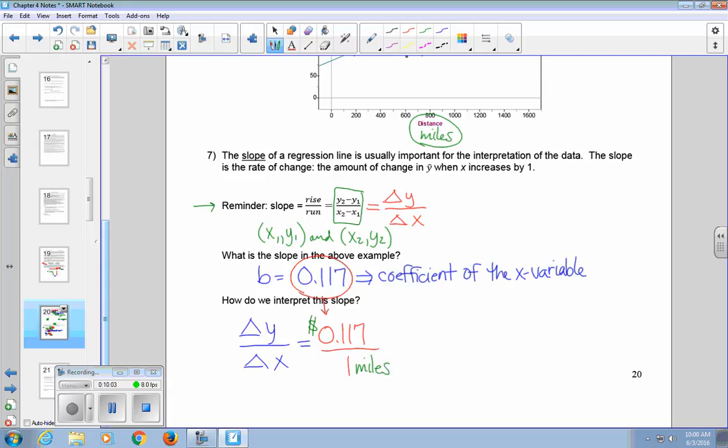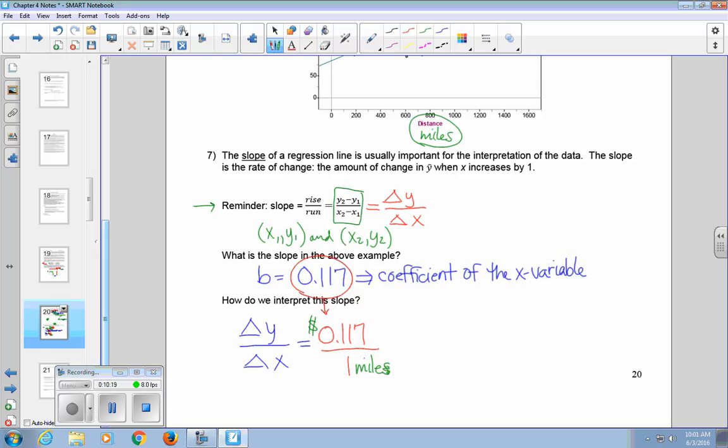Okay, so now we have a fraction that says $0.117 per 1 mile. I don't need the S there. All right, so there are two ways to interpret this. I'm going to read through those two, press pause, and write them down, and you can do the same.